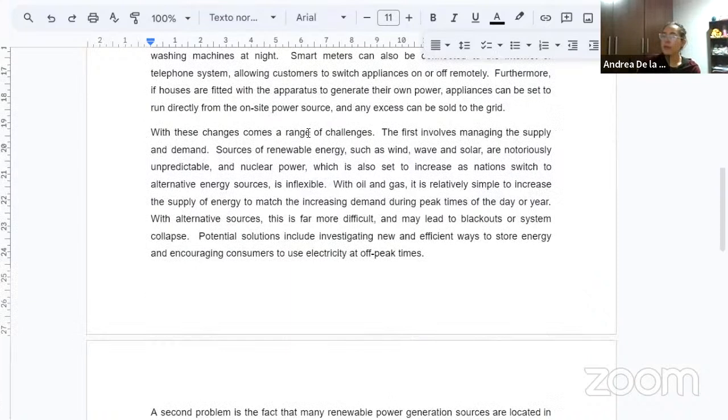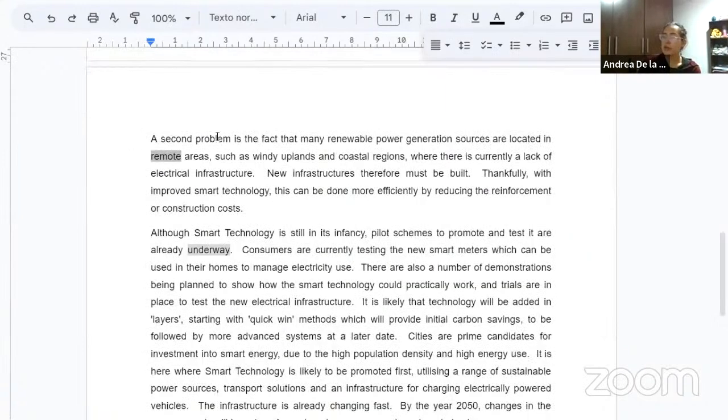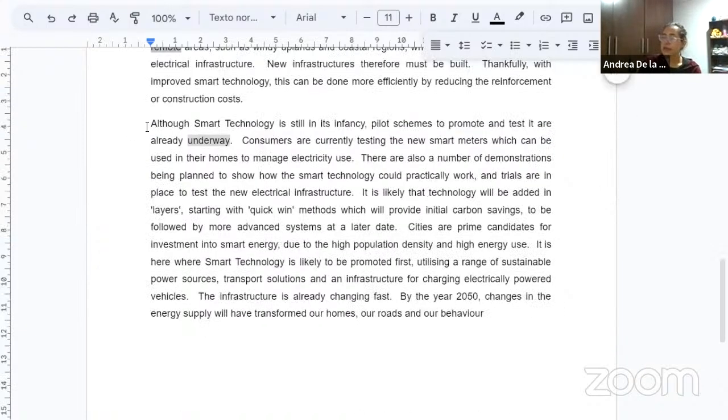And then they talk about the challenges for this smart technology. Again, if you just read the first sentence, then you already know what this paragraph is about, and you can move on to the next one. Then they talk about a second problem, which is the fact that many renewable power generation sources are located in remote areas. So they continue talking about problems with this smart energy.